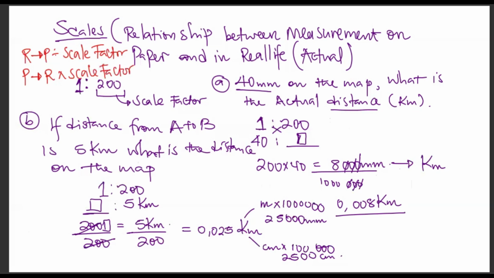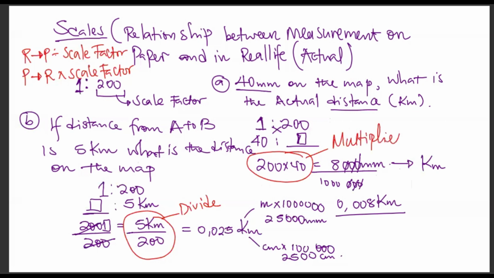I'm going to show you just right now. You see here, we are changing it to paper. We divided. When you look at this, we are changing it to real life. What did we do? We multiplied. So paper to real life, we multiply. We are dividing here by the scale factor because we wanted it to become smaller. All right.